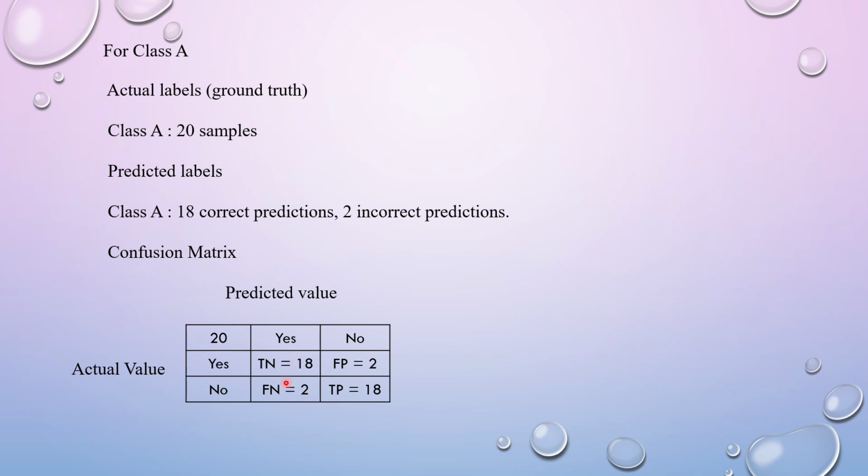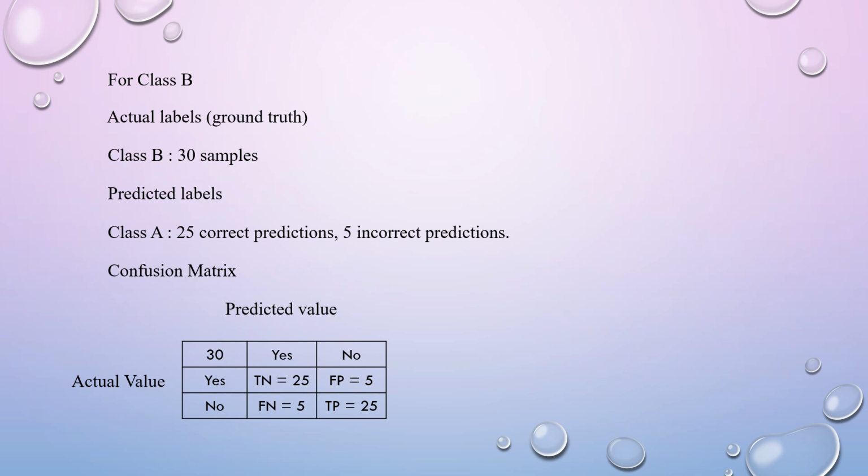Total is 18 plus 2 is 20, 2 plus 18 is 20. So the total samples are 20. This is the confusion matrix for class A. Similarly, we draw the confusion matrix for class B and class C.